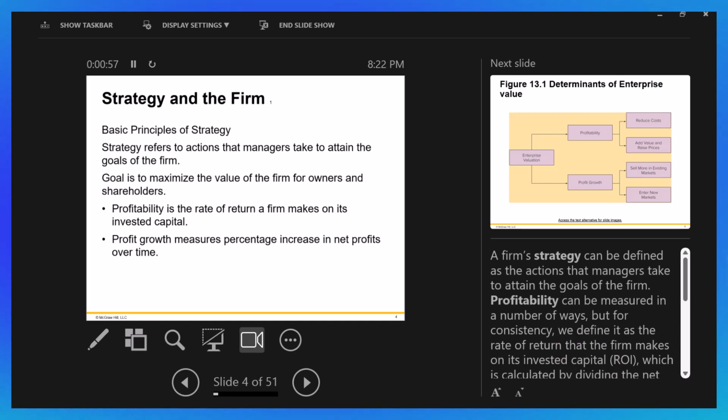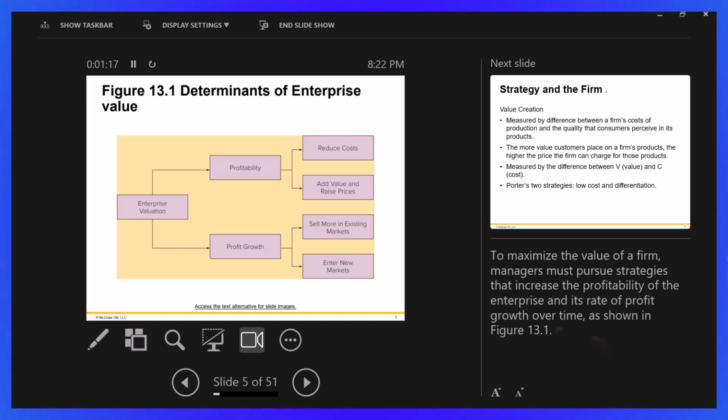Strategy and the firm. The basic principles of strategy. Strategy refers to actions that managers take to attain the goals of the firm. The goal is to maximize the value of the firm for owners and shareholders. Profitability is the rate of return a firm makes on its invested capital. Profit growth measures percentage increase in net profits over time.